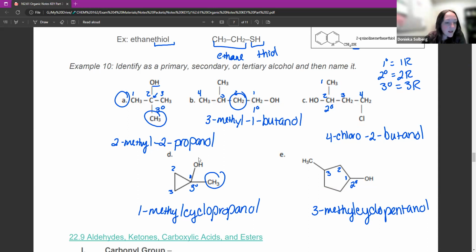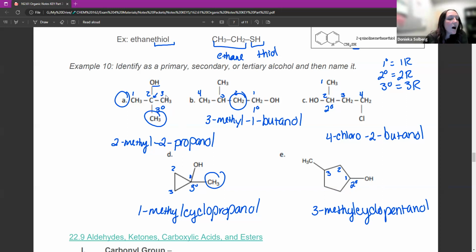This is the carbon that has an alcohol on it. So it is attached to 1, 2, 3 carbons. This one is tertiary. And this one is where the alcohol is. So this one has 1, 2 carbons attached to it. It is secondary. You don't have to indicate that in the name at all.